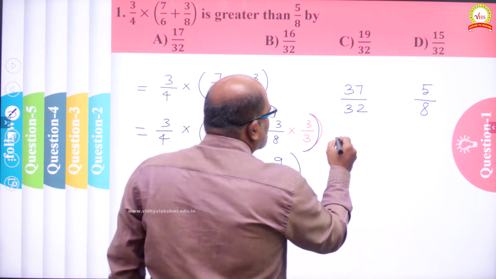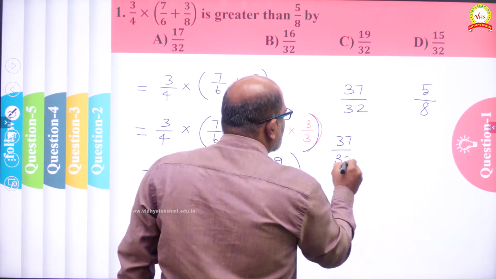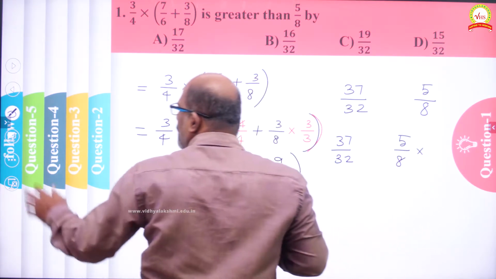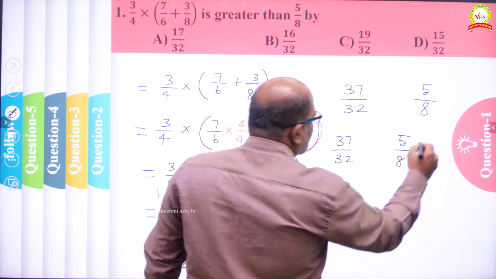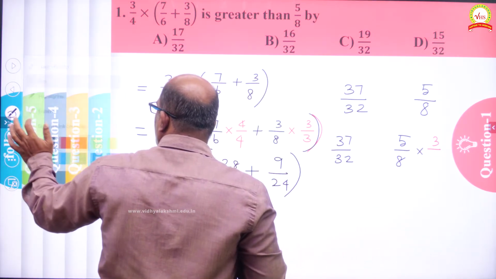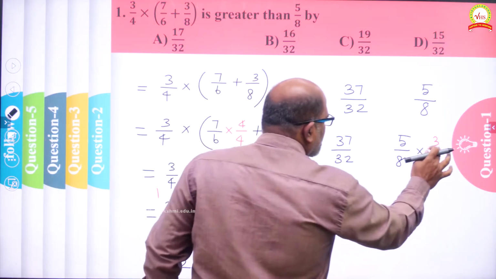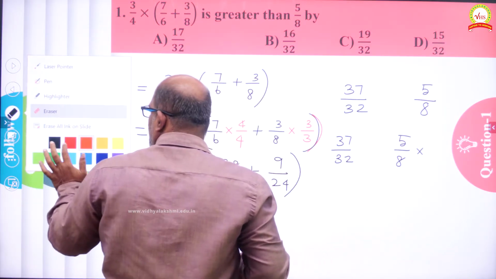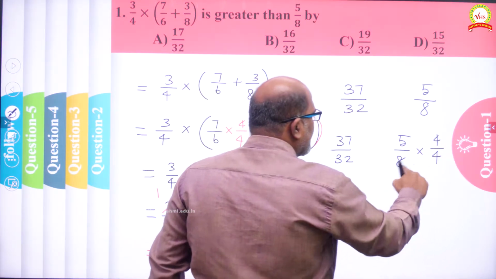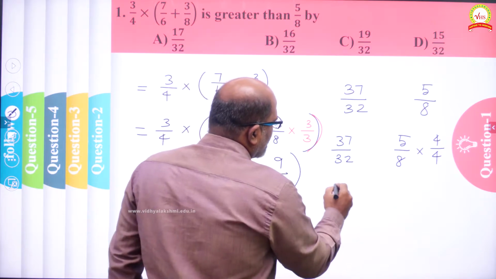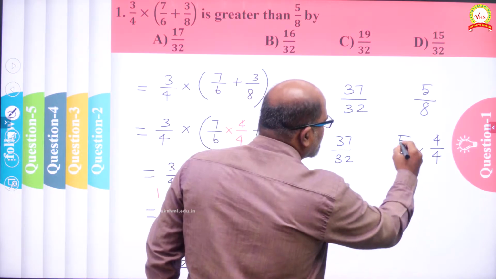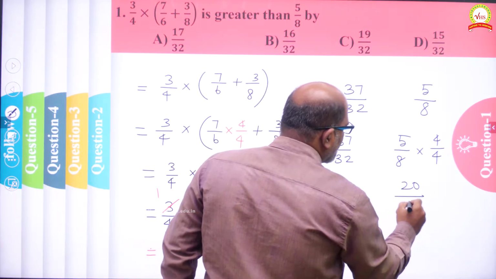So for that I just keep this 37 by 32 and I am multiplying this 5 by 8 by 3 in the numerator, sorry, not 3, 4 definitely. Yes, 4. I want to erase here, mistakenly written. See, I want to multiply by 4, then only can I get 32. 8 4s are 32. So 37 by 32 is compared with what? Is compared with 5 4s are 20, 20 by 32.